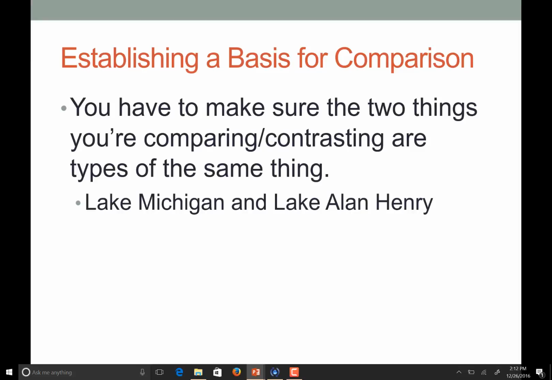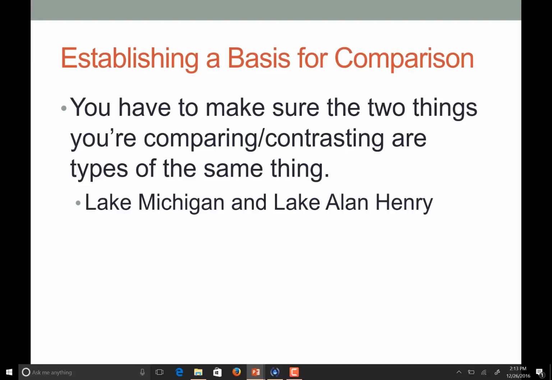We can't really write a paper on Lake Michigan and Slide Road in Lubbock. They're two different types of things, and so that would just not make any sense to our reader. So we want to be sure we're comparing and contrasting two types of the same things. We could compare and contrast Lake Michigan and the Mediterranean Sea. Even though one is a lake and one is a sea, they're both large bodies of water. So we could establish a basis for comparison there.